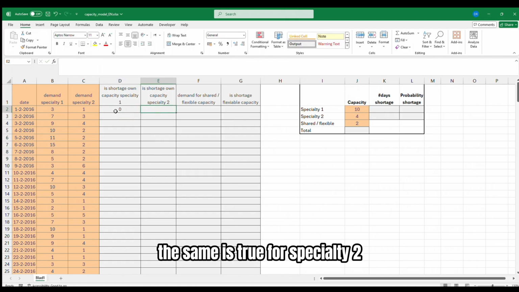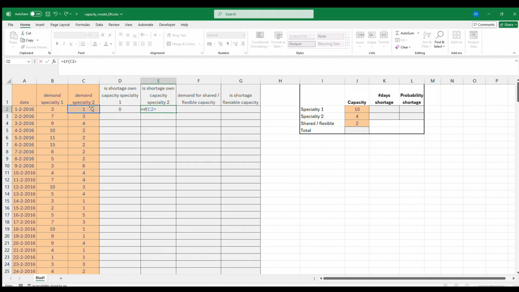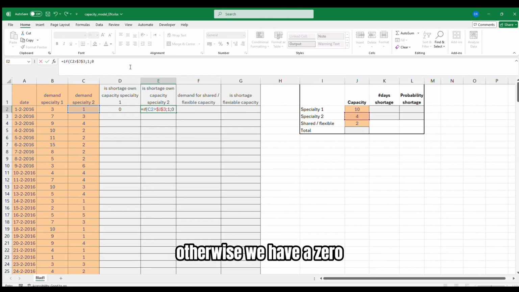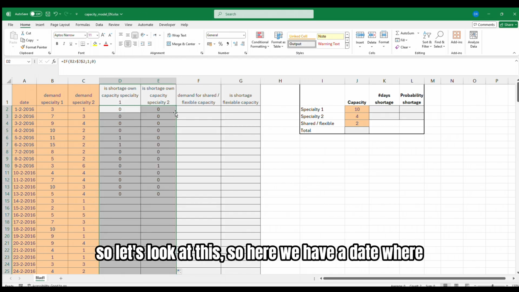The same is true for specialty 2. So if the demand for specialty 2 exceeds the capacity that we have for specialty 2, their own capacity, then we have a 1, otherwise we have a 0. So let's look at this.